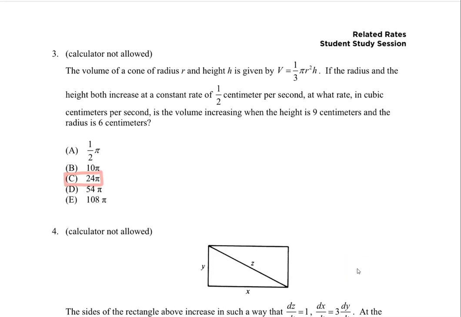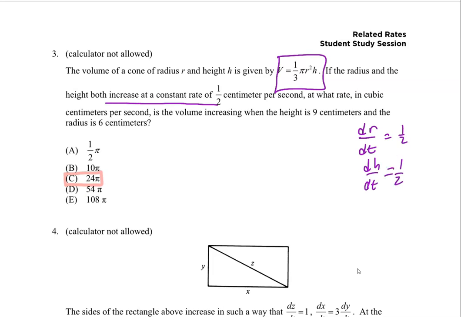Okay. Number 3. This is really long. Now, typically with a cone, I have to do that special equation where I relate r and h and all that stuff. We didn't have to do it this time, and the reason is because it gave me literally all the information I need. The radius and the height both increase at a constant rate. So dr/dt is 1/2, dh/dt is 1/2. What rate is the volume increasing? So I'm looking for dV/dt when the height is 9, so h is 9, and the radius is 6.